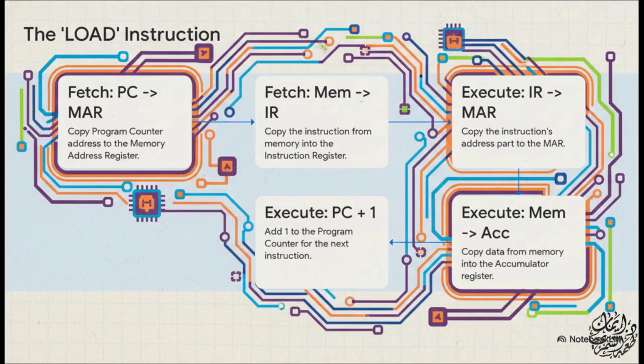So let's just quickly trace a single simple command, like load, which just tells the computer to go get some data. During the fetch phase, the CPU uses the program counter and the MAR to figure out where the instruction is and pulls it into the instruction register. Then, during the execute phase, it decodes that instruction, grabs the actual data it needs from memory using the MAR and MDR, and puts it in the accumulator. And the very last thing it does is add 1 to the program counter so it's ready for the next command in line. It's this precise, beautiful flow of information between all those little notepads.